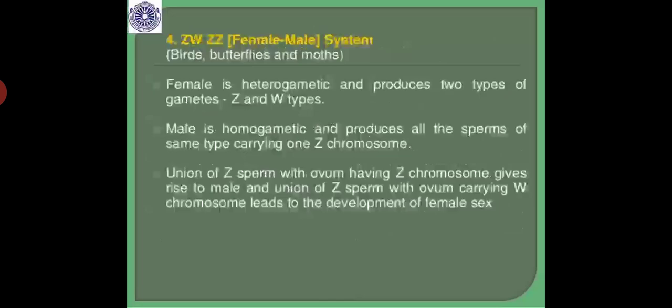And the union of Z sperm with ovum having Z chromosome gives rise to male, and the union of Z sperm with ovum carrying W chromosome leads to the development of female sex.